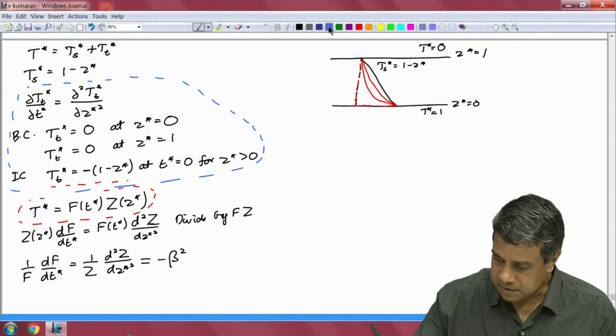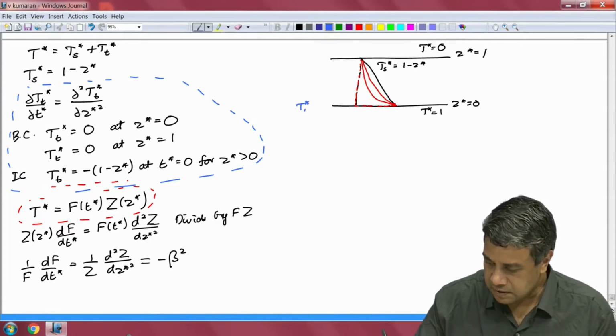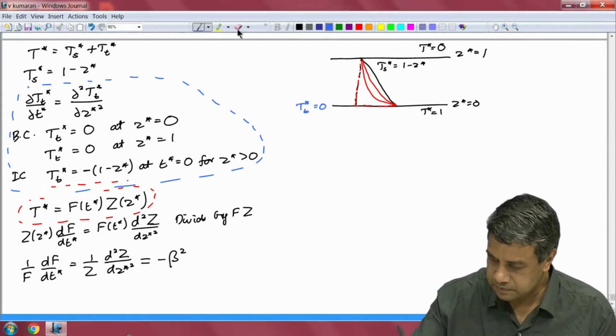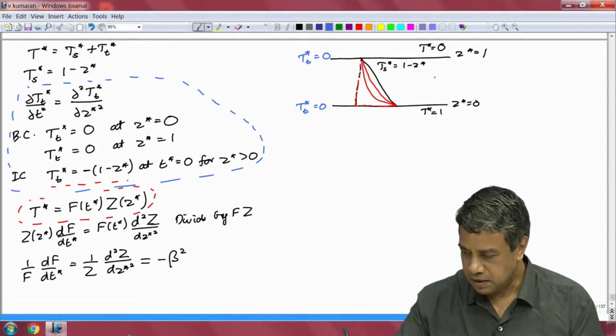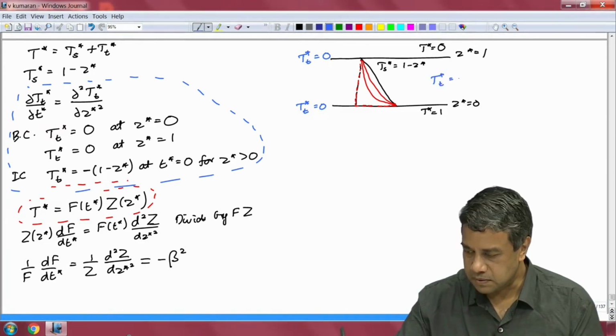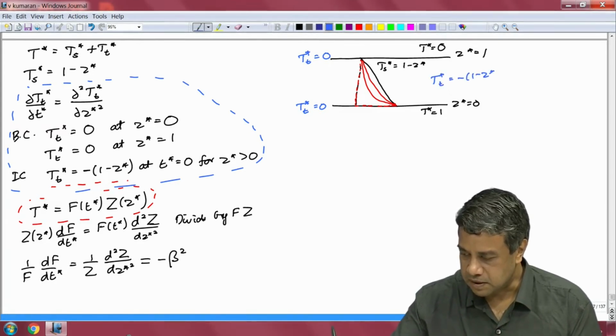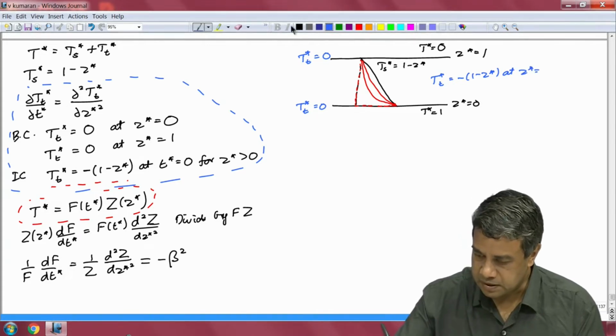And that has to be subject to the boundary conditions: T star transient is equal to 0 here, the homogeneous boundary condition, and T star transient is equal to minus of 1 minus z at t is equal to 0.